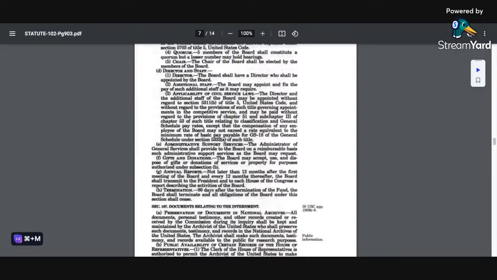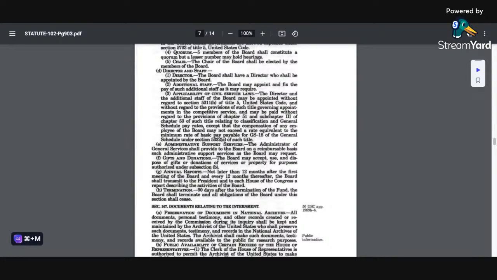D. Director and staff. 1. Director. The board shall have a director who shall be appointed by the board. 2. Additional staff. The board may appoint and fix the pay of such additional staff as it may require. 3. Applicability of civil service laws.